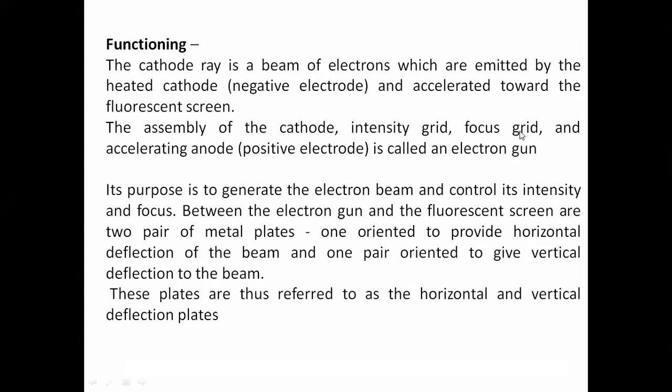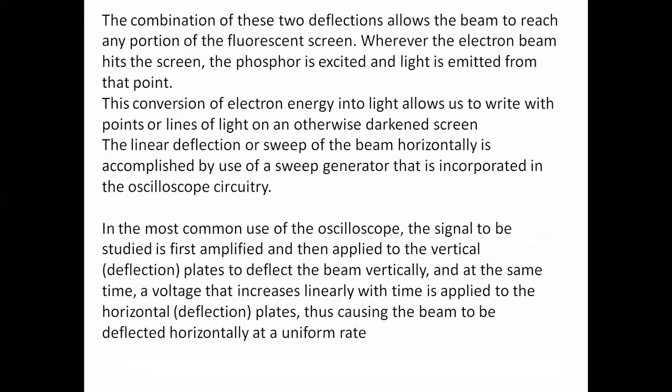Between the electron gun and the fluorescent screen are two pairs of metal plates, one oriented to provide horizontal deflection of the beam and one pair oriented to give vertical deflection of the beam. So we have two pairs of plates, the horizontal deflection plates and the vertical deflection plates. These plates are referred to as the horizontal and vertical deflection plates. The combination of these two pairs allows the beam to reach any portion of the fluorescent screen.